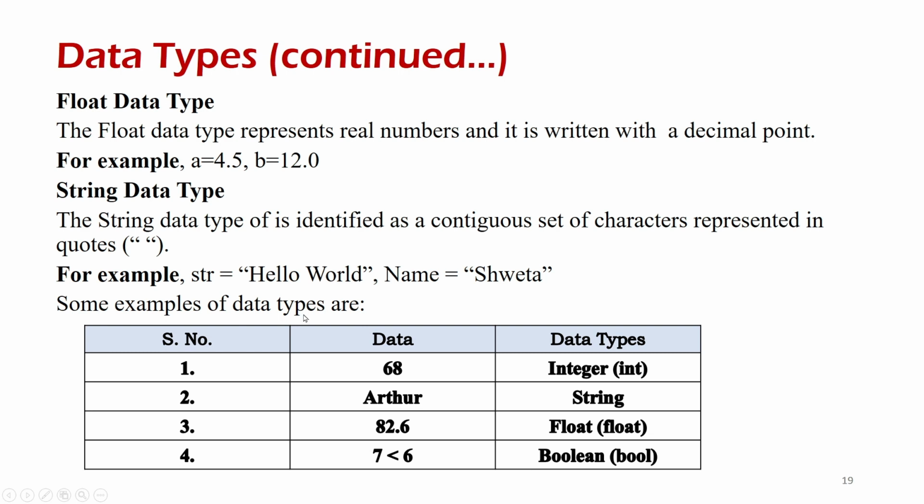So let's see some examples of data type. 68 means it is an integer. Arthur is a name, so it is a string data type. 82.6 is having a decimal point over here, so it is a float data type. 7 is less than 6 gives you false output. So here the answer will be false. And what was false and true? Boolean.